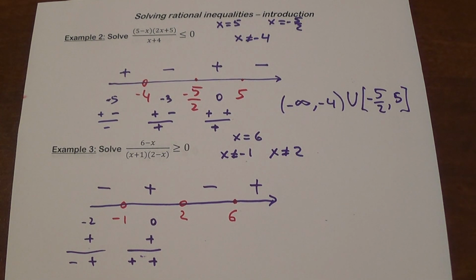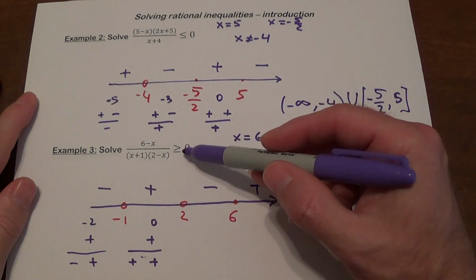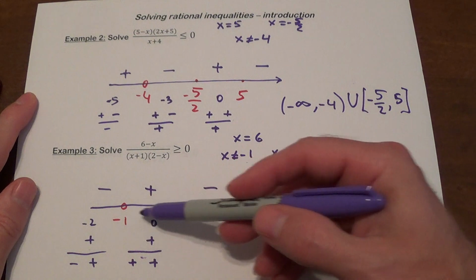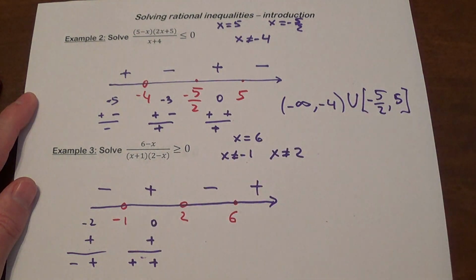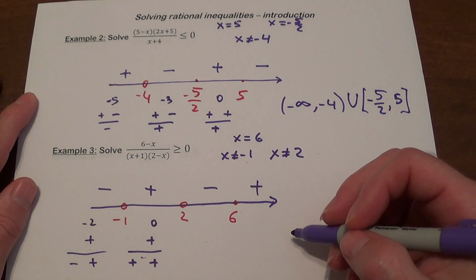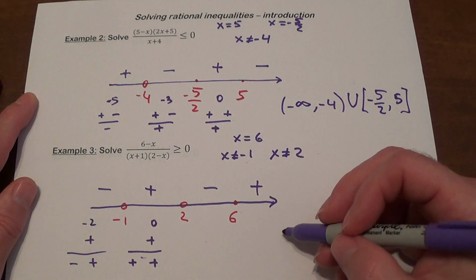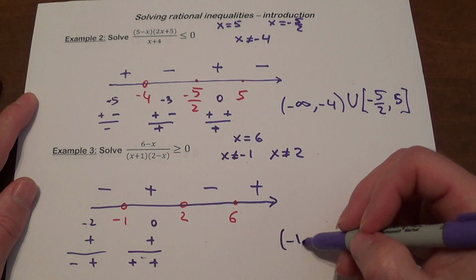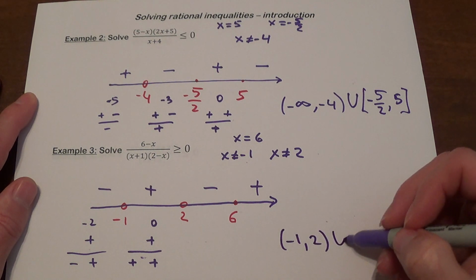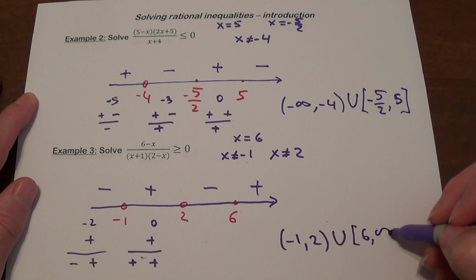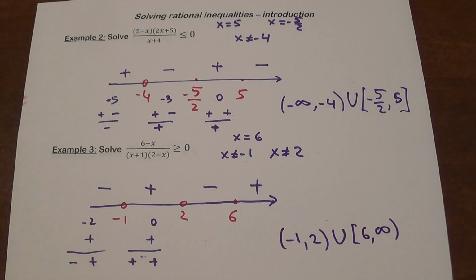Okay? So we want to have something that's going to be greater than or equal to 0, but please remember, we cannot use the endpoints of this interval because they are both excluded values. So even though it allows for that to equal 0, we cannot use these two numbers. So it's going to be open from negative 1 to 2, along with, and 6 we are good with, 6 closed to infinity. All right.